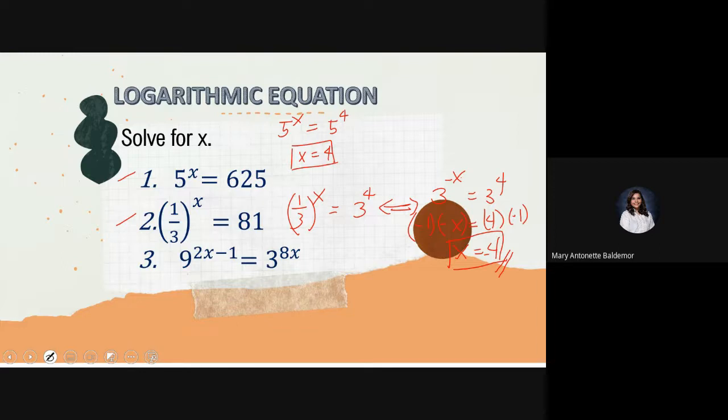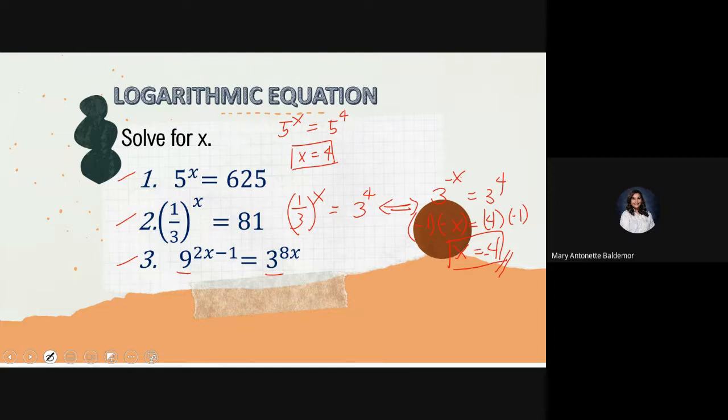Okay, next. Number 3. For number 3, we have here 9 raised to 2x minus 1 is equal to 3 raised to 8x. Now, let us try to take a look at the bases. Okay. So both of these are multiples of each other. So we can rewrite 9 with the base 3.